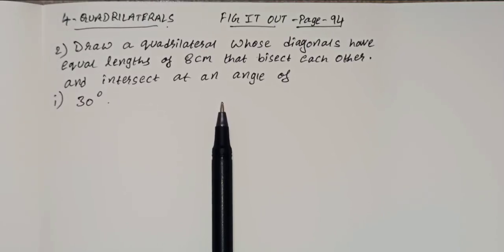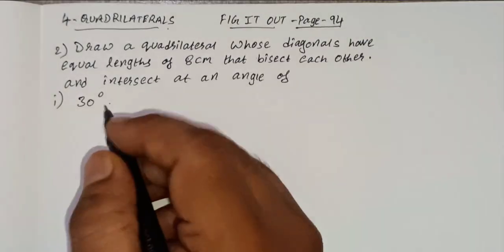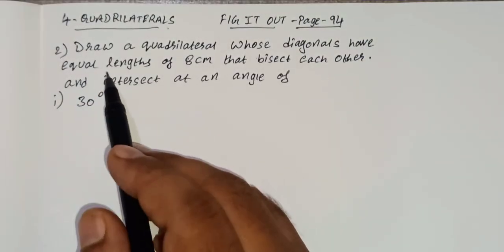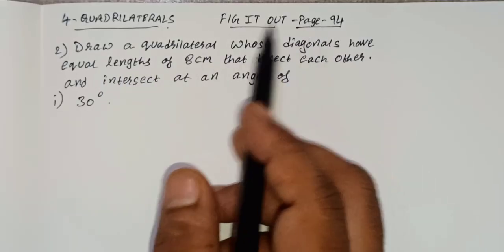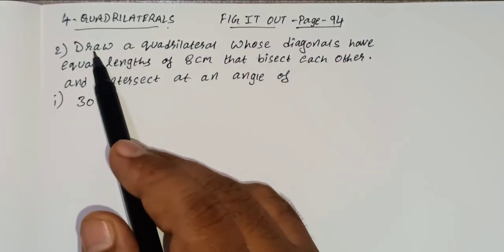Namaste children, welcome back to the class, and today we will see how to construct a quadrilateral. So page number 94, Ganita Prakash, NCERT.